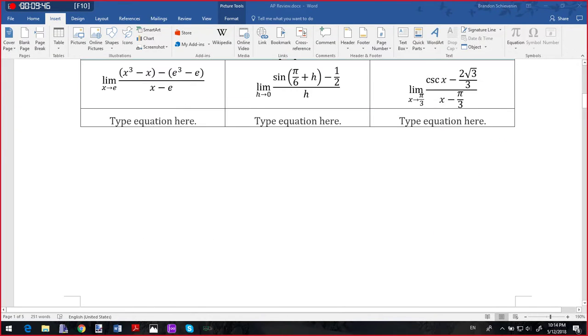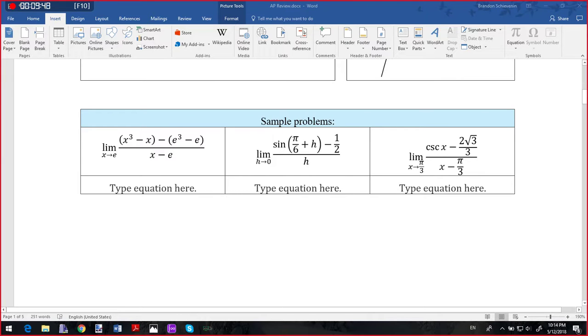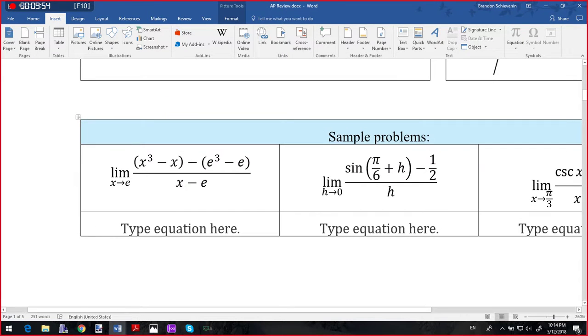Okay, I'm going to show you 3 examples. So I've got 3 samples here that I haven't solved yet. First one is, zoom in here a little bit more. The limit as x approaches e of x cubed minus x, minus all of e cubed minus e, all over x minus e. Suyan, how can I solve this?